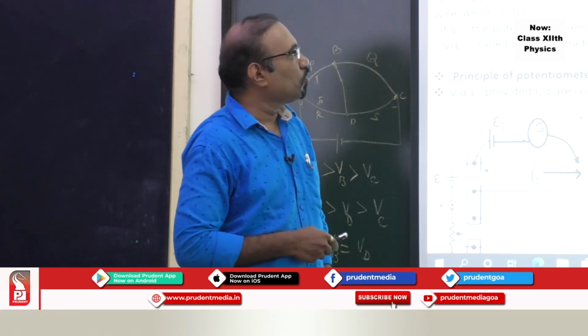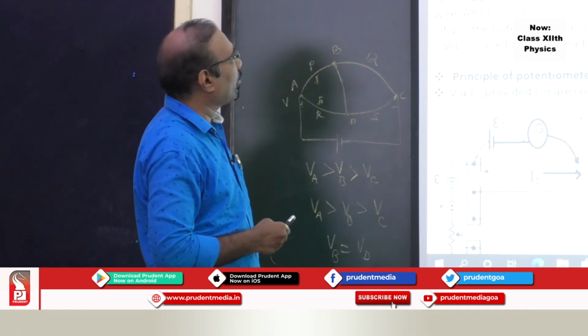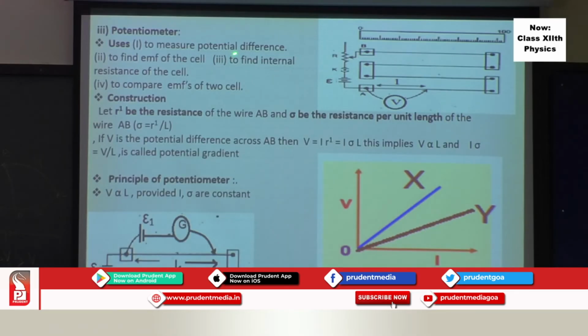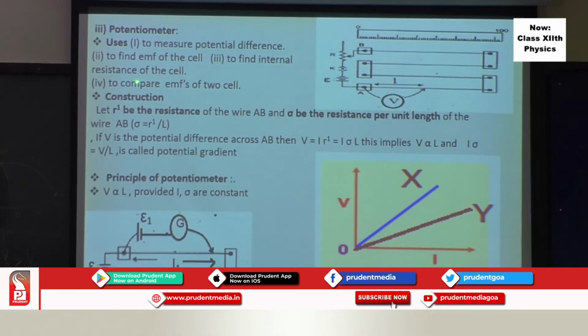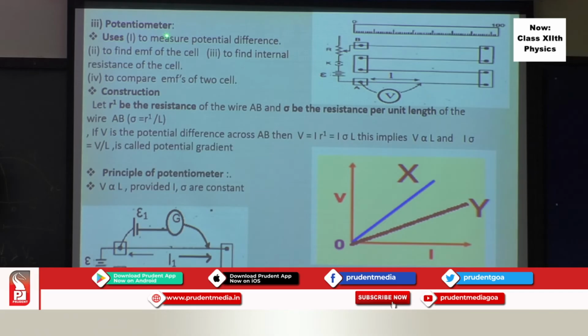A potentiometer is a device which can be used to measure the EMF of a cell, find the internal resistance of a cell, and compare the EMF of two cells. So you can do all of this by using a potentiometer.